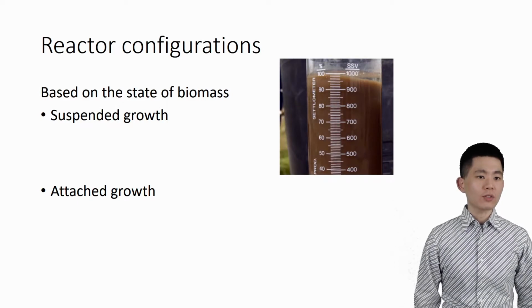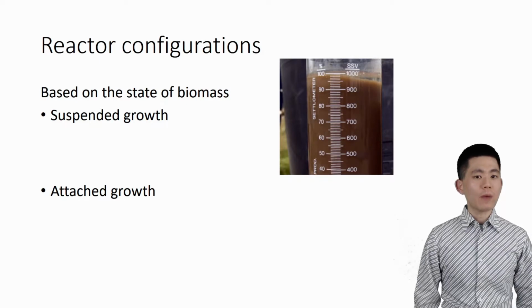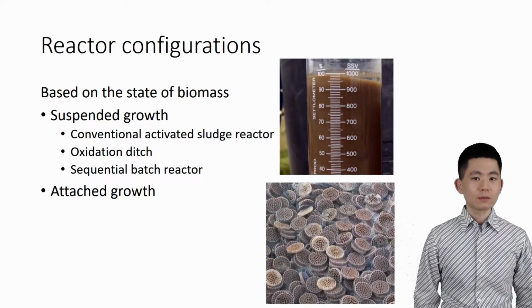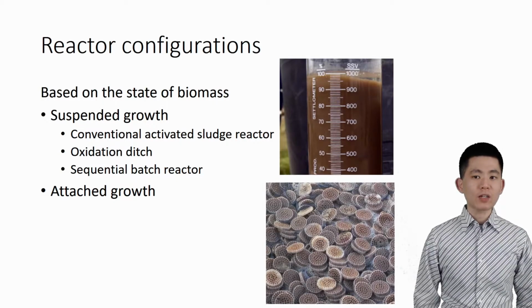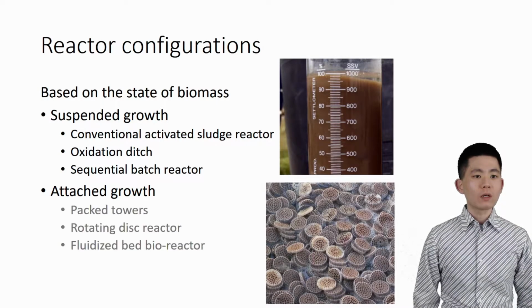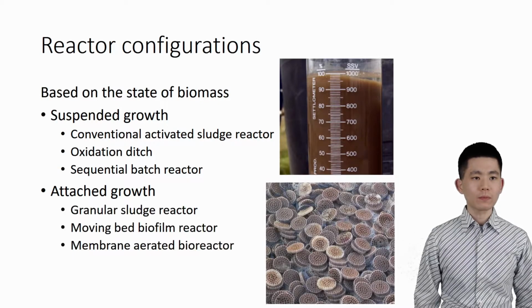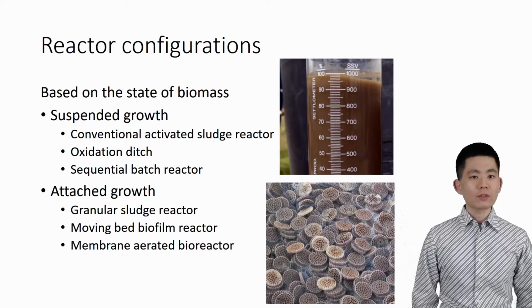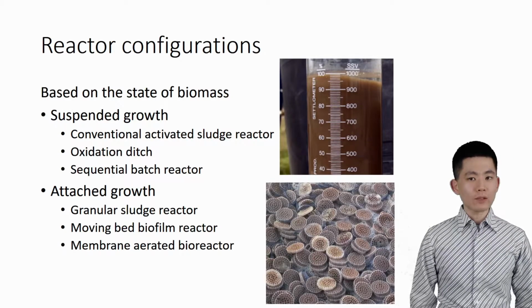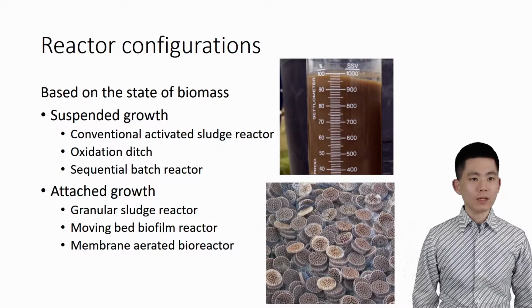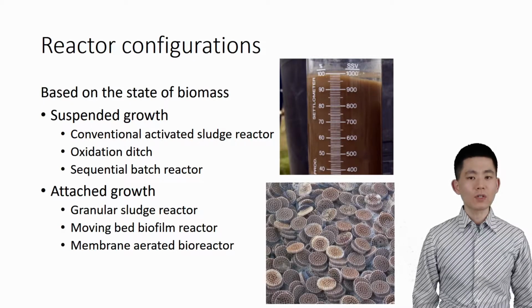Conventional activated sludge, oxidation ditch, and sequential batch reactors are the typical suspended growth reactors. In contrast, in the attached growth reactors, the biomass forms biofilm attaching on the surfaces. Packed tower, rotating disc reactor, and fluidized bed bioreactor used to be the common attached growth reactors. But in recent years, granular sludge reactor, moving bed biofilm reactor, and membrane aerated bioreactor are getting more attention in research and industry due to their high treatment efficiency.